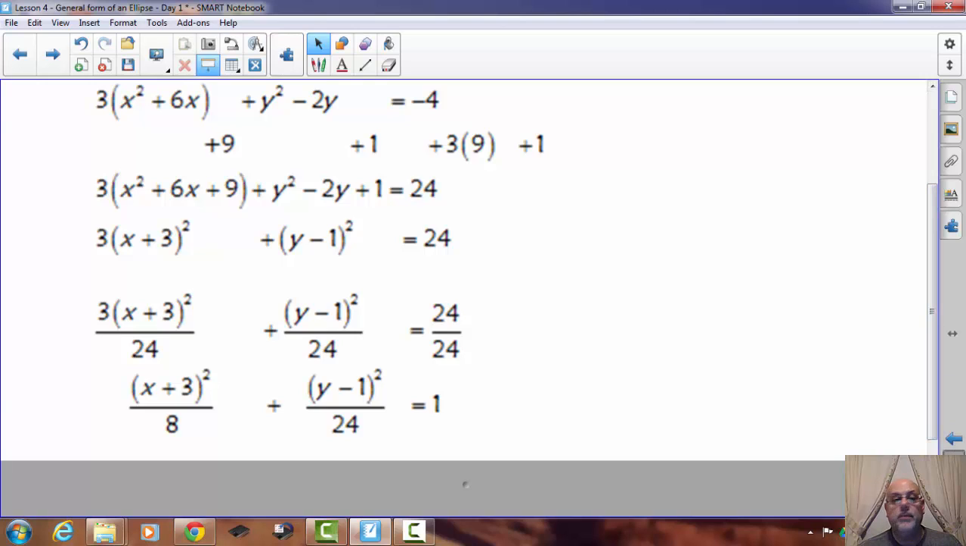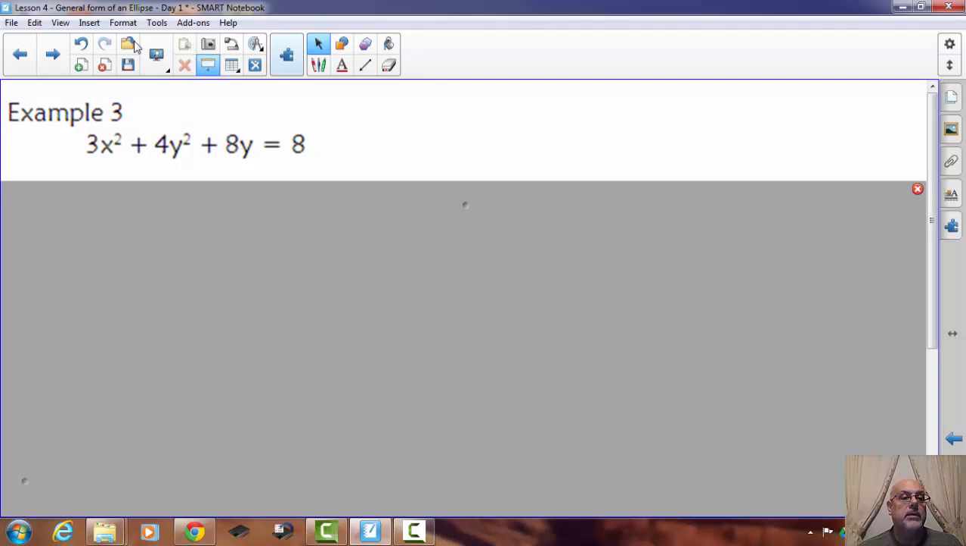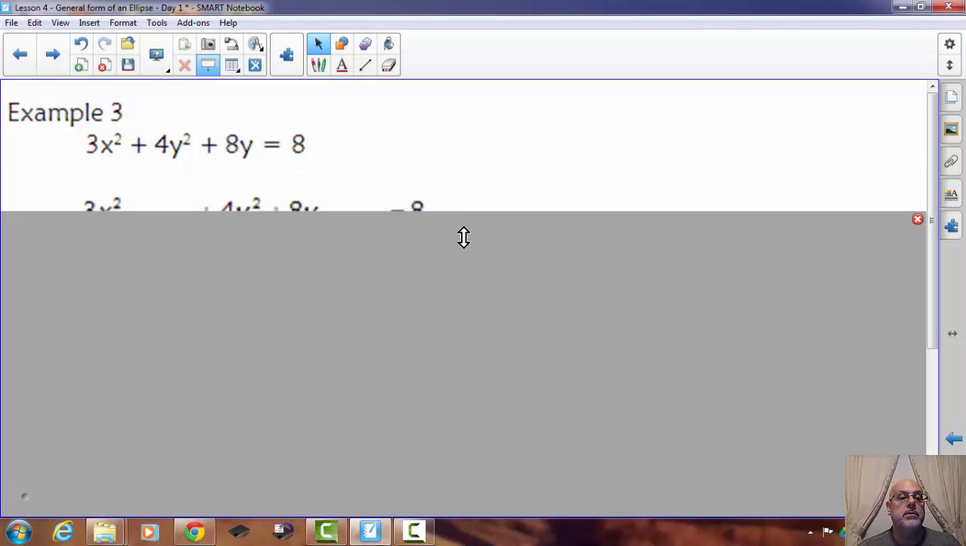So at this point, pause the screencast and take a look at example 3, and then come back to the screencast after you've done it to check your work. So hopefully you paused the screencast the way I asked you to, so you could try example 3. So let's get to the solution.